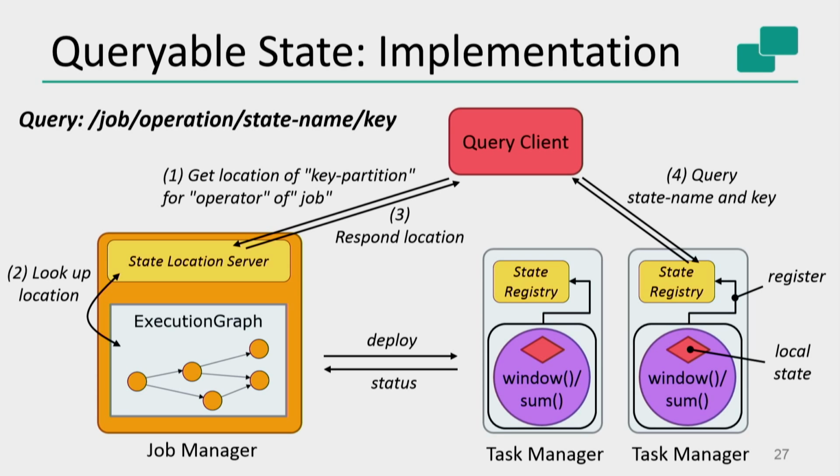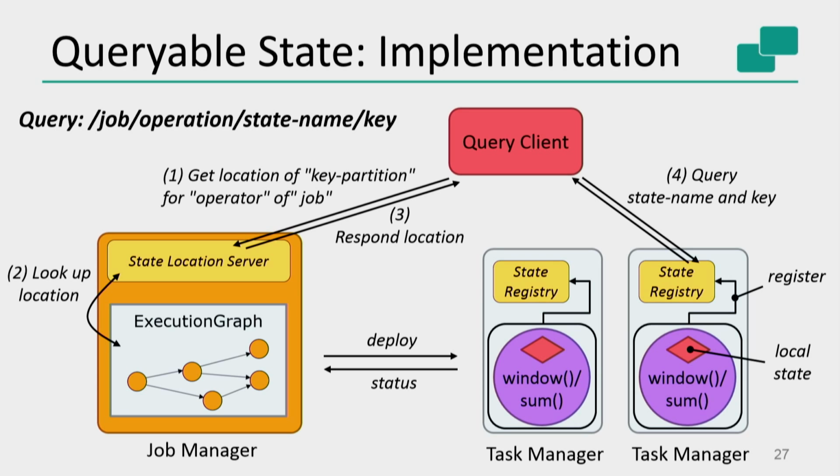tweet impression job. The operator would be the hourly window. The state name in this case would be, in Flink operators can have multiple types of state, also user-defined states. So in this case, it would just be the window state, and then the key would be the key of your tweet, right? So that's kind of the query that you want to send.